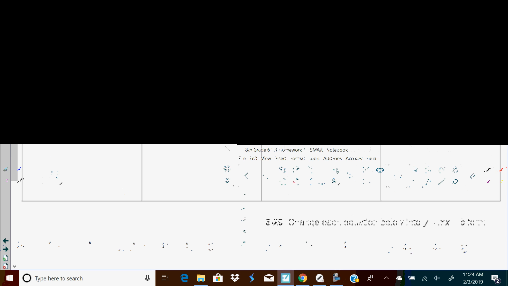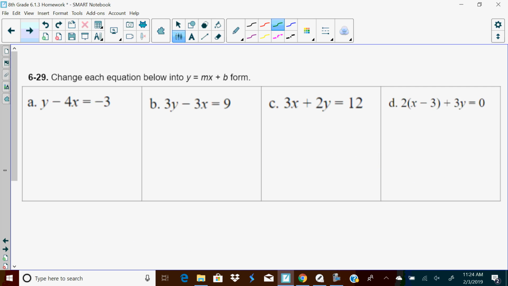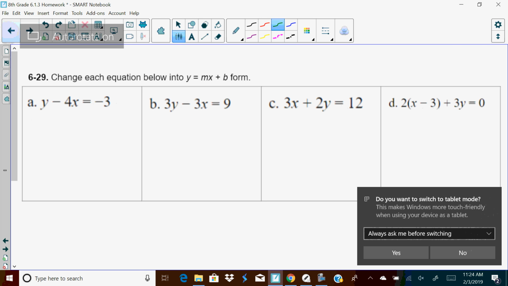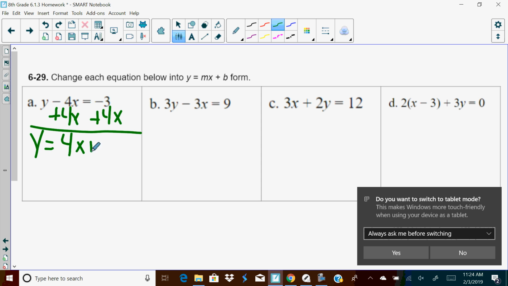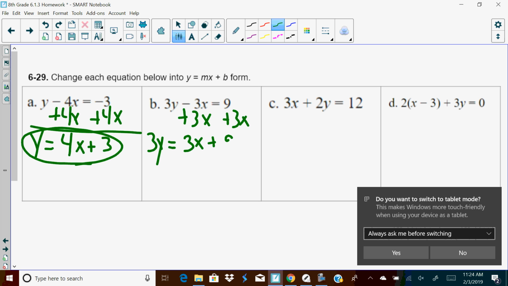Okay, problem 29, change each equation below into y equals mx plus b form. So for this first one, I'm just going to add 4x to both sides. So I get y equals 4x plus 3. It's going to be my answer. For b, first I have to move the 3x by adding it to both sides. So I get 3y equals 3x plus 9, and then I'm going to divide everything by 3. So I get y equals x plus 3.